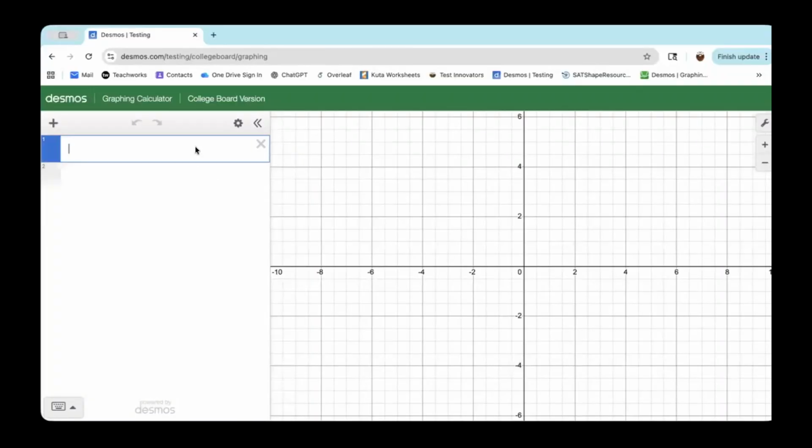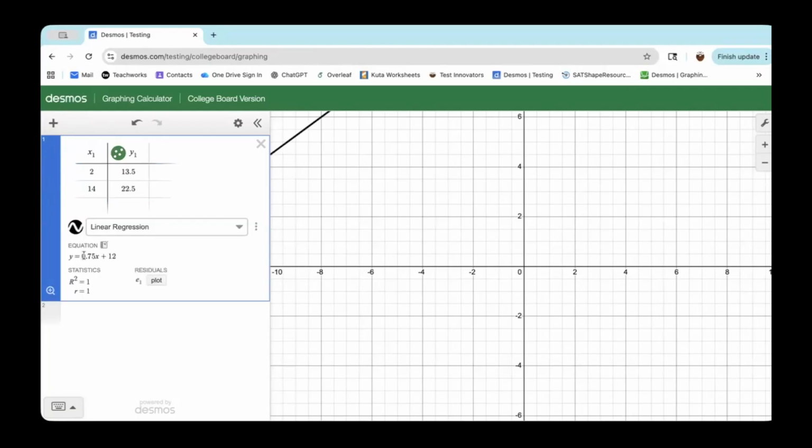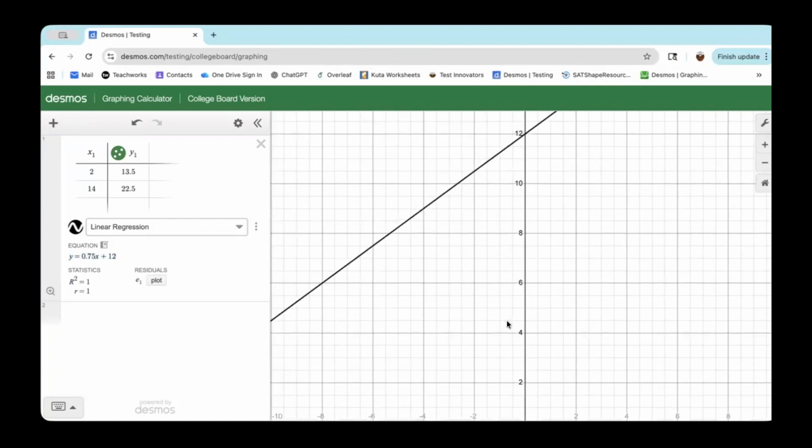Anytime they give you 2 points, giving you input and output of functions 2 different ways, you can use a table in Desmos. So you just go to the table. I'm going to put 2 and then 13.5, that's f of 2 is 13.5. And then I'm going to do 14 and 22.5. Then you hit this little button on the side, add regression, and it gives me the equation. But I'm not really too concerned about that equation. I'm more concerned with the graph.